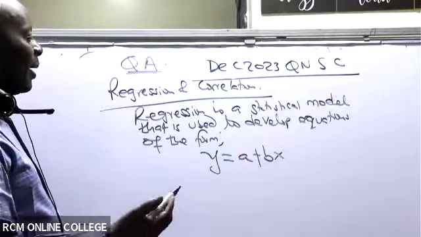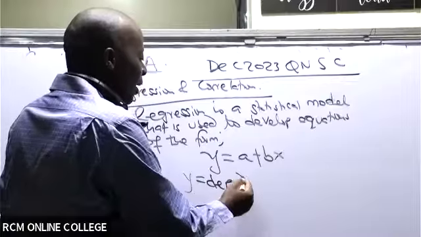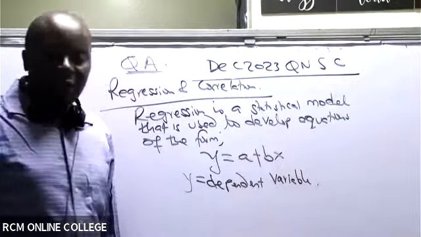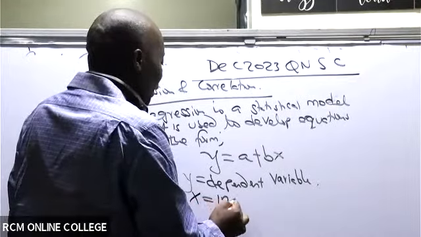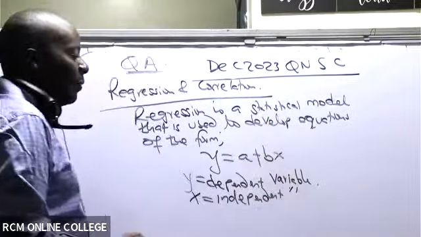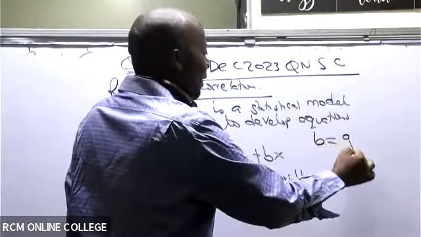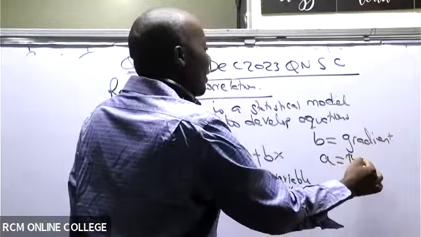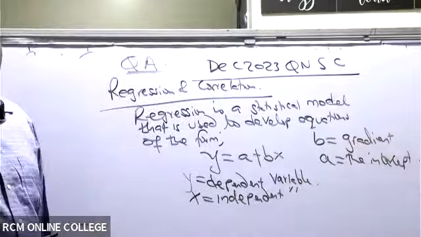Remember that this y is what we call the dependent variable. Then we have x. X is what we call the independent variable. Then we have b. B is the gradient. And a is the intercept. A is the y-intercept, or just the intercept.